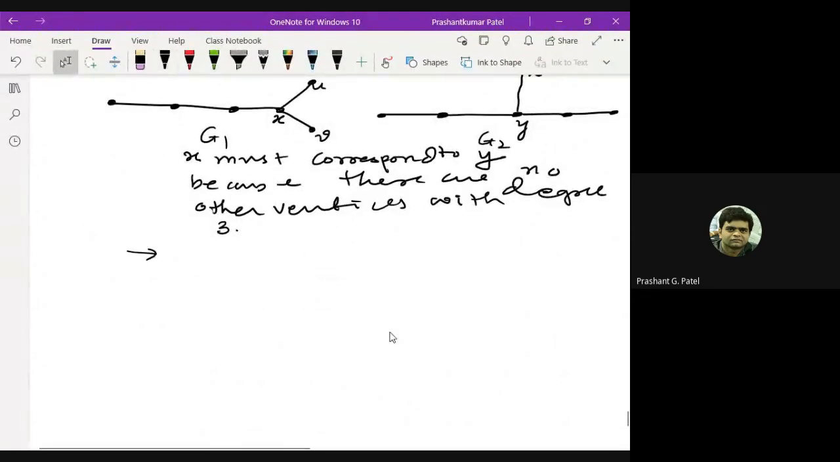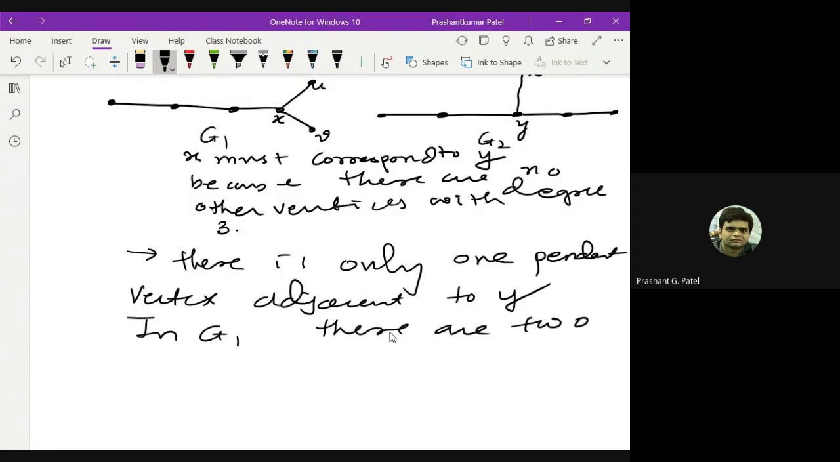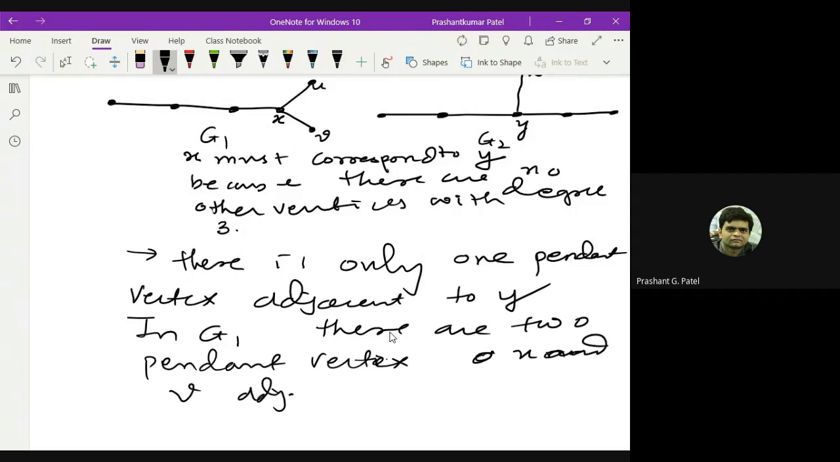So therefore I can say there is only one pendant vertex adjacent to Y. In G1, there are two pendant vertices U and V adjacent to X. So this leads to the conclusion that these two graphs are not isomorphic graphs.